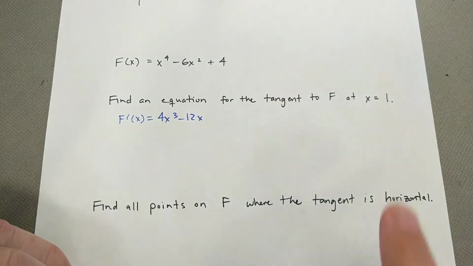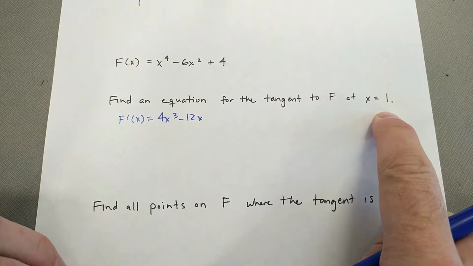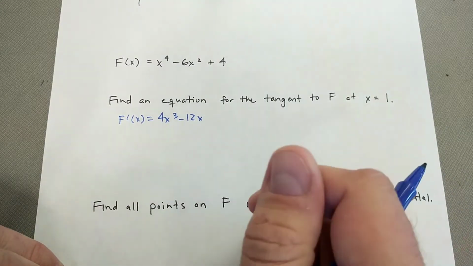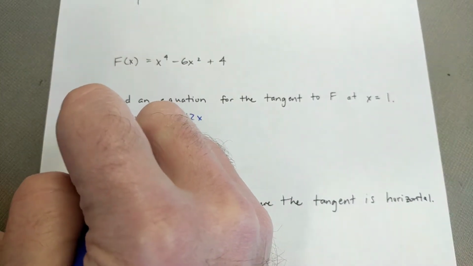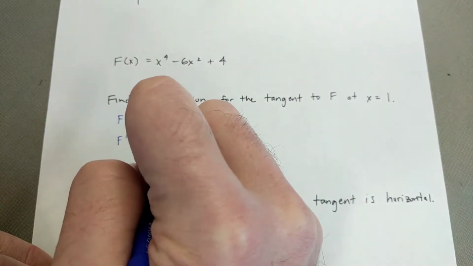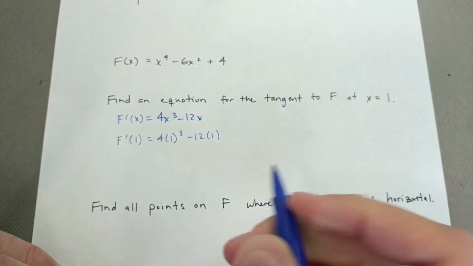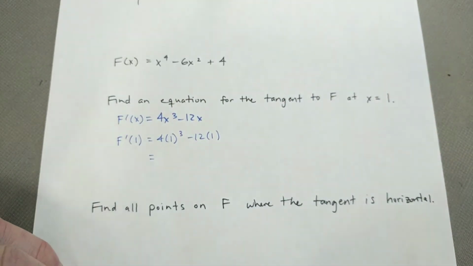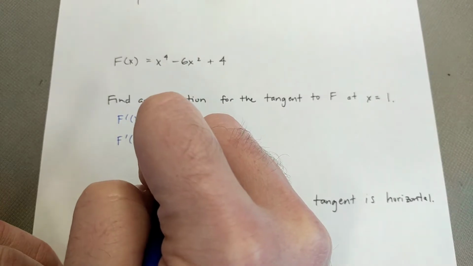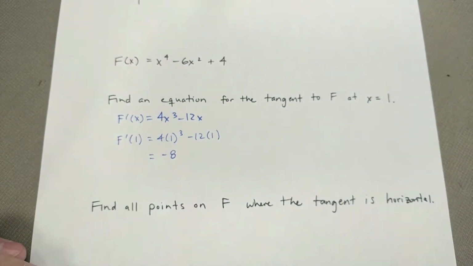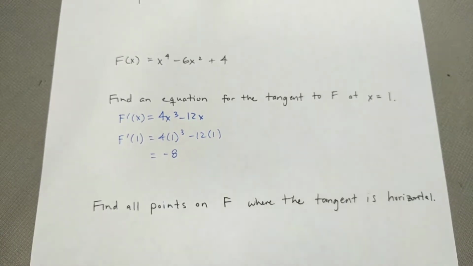Okay, and so now we're going to plug in 1 to find the specific slope. This is just a formula that represents all the different slopes for the different x values. We want an actual number. So f prime of 1, when we plug in 1, we are going to get 4 minus 12, that's negative 8. So the slope of our tangent line is negative 8.